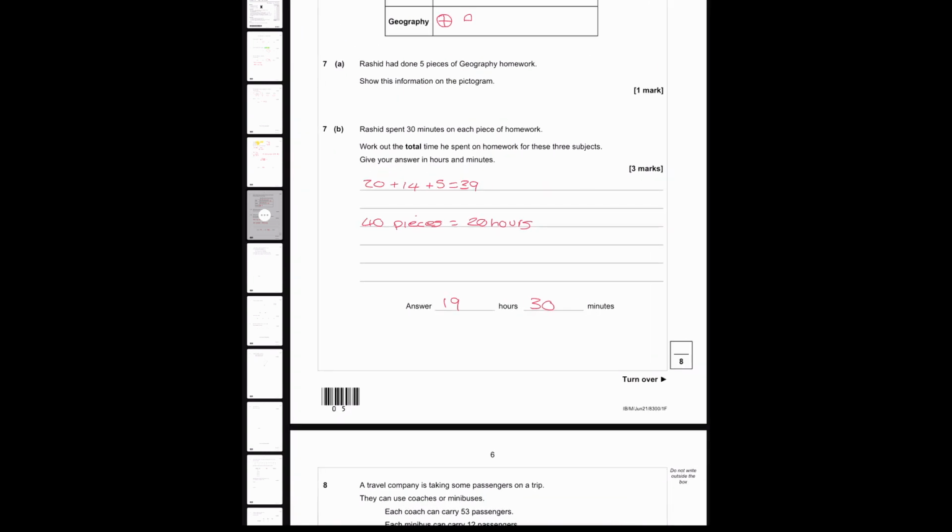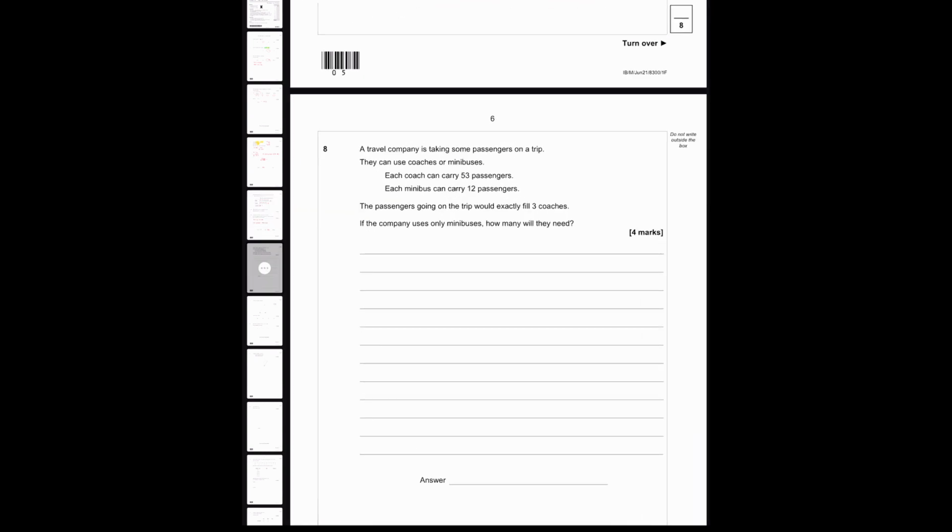Question 8 says, a travel company is taking some passengers on a trip. They can use coaches or minibuses. Each coach can carry 53 passengers. Each minibus can carry 12 passengers. The passengers going on the trip would exactly fill 3 coaches. If the company uses only minibuses, how many would they need?